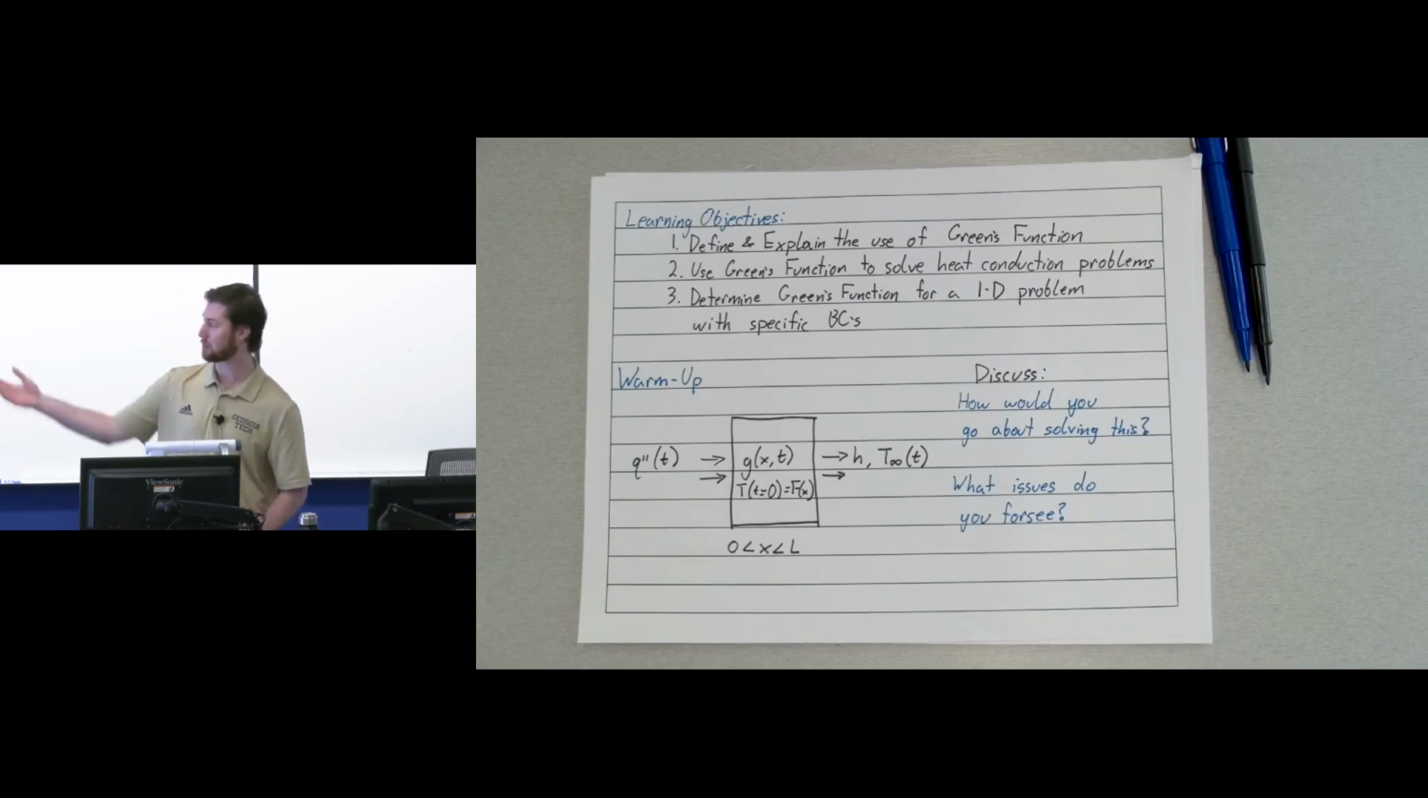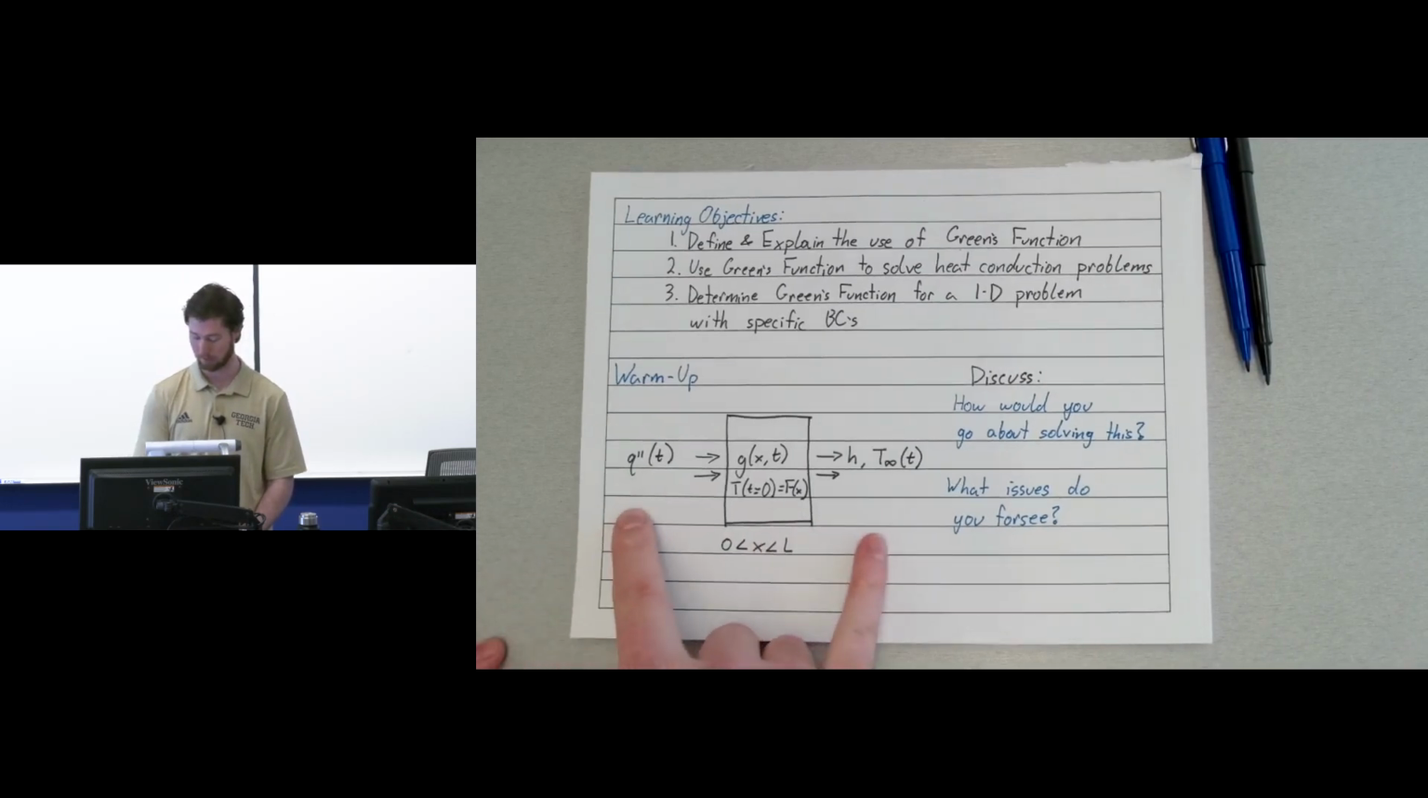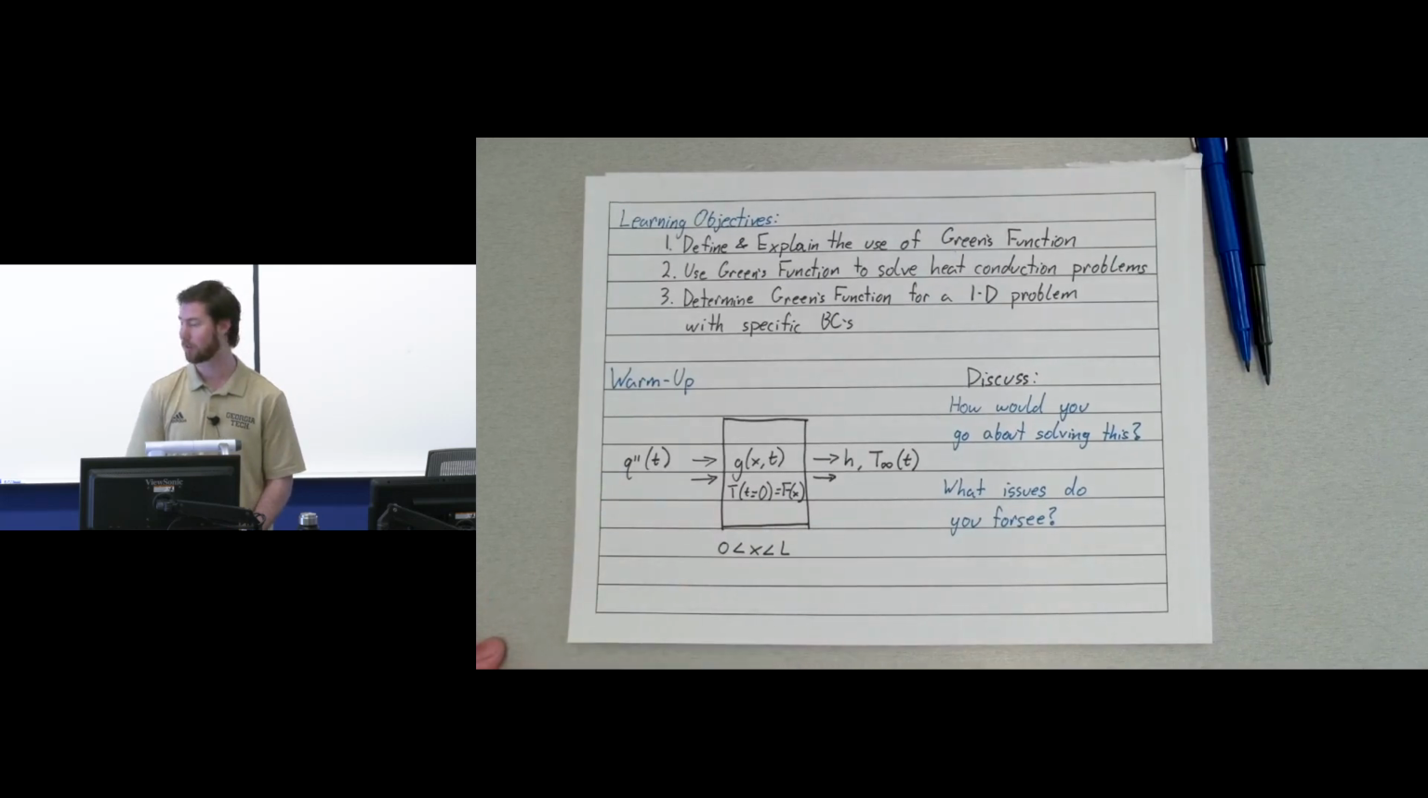All right, we've got a problem here. It's a 1D plane wall with a heat generation term that varies in the x direction and with time, along with two time-dependent boundary conditions. So, you can discuss with me or with your neighbors. What would you do to go about solving this? Or based on what we've done so far, what issues would you foresee?